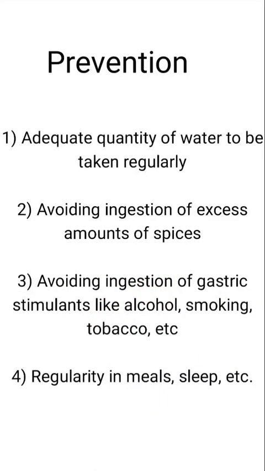Now, how do we prevent peptic ulcers? Prevention of peptic ulcers can be done by having an adequate quantity of water taken regularly. Second, avoiding ingestion of excessive amounts of spices, because spices lead to hypersecretion of acid and pepsin. So, this may aggravate the peptic ulcer. So, avoid excessive spices and oily, spicy food.